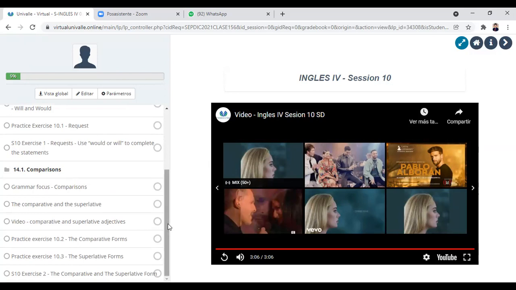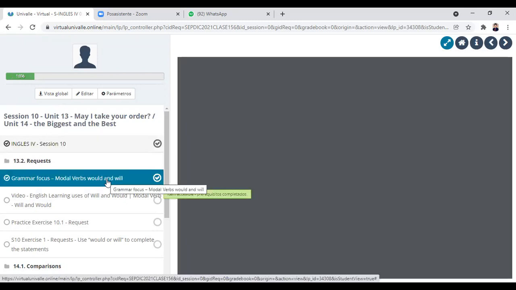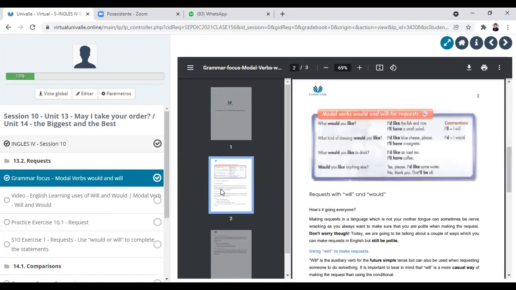Okay, so we're going to go straight to the point, and we're going to get started with the grammar focus, modal verbs would and will. In this case, whenever you want to express an action in the future, then you might use the modal verbs would and will. Okay. In this case, the modal verbs will and would focus on requests. Requests with will and would.